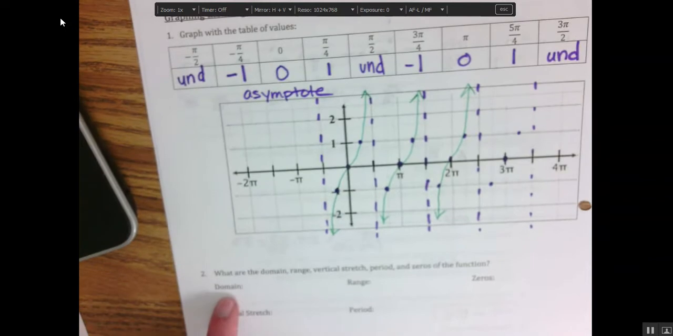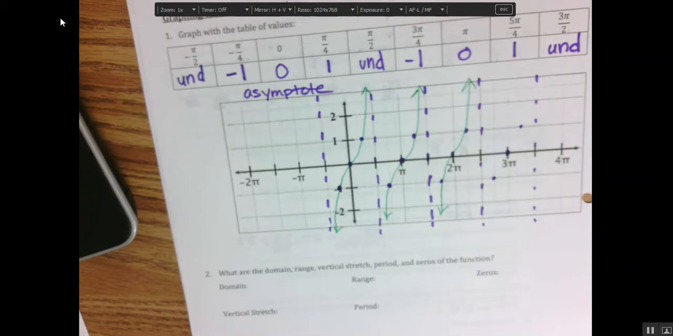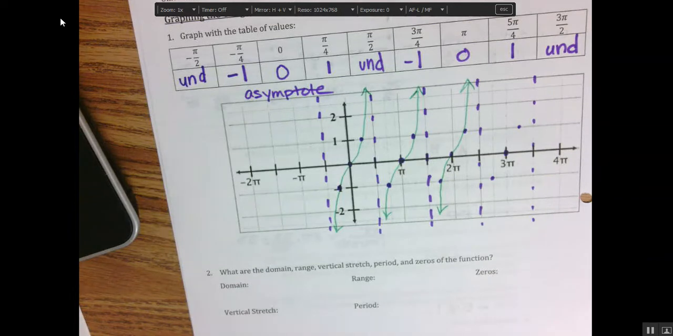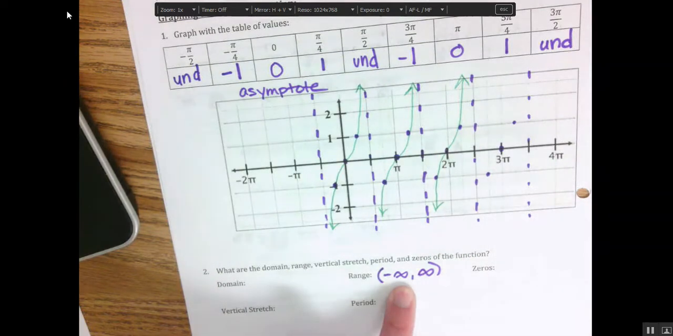All right, then there's some follow-up questions here, and I'm going to give you a minute to see which ones you can figure out. Some of them are harder than others, okay? But give it a stab. I want you to try doing these before we go over them. All right, so we got our ranges -∞ to +∞.